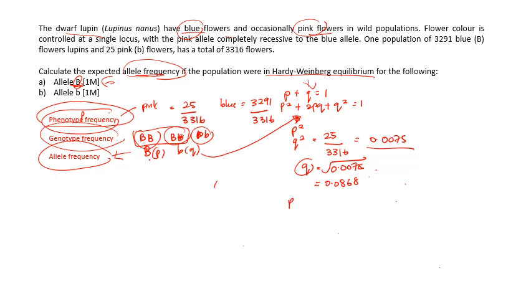So P plus Q equals 1. We want P, so 1 minus Q, so 1 minus 0.0868. So the answer for A is actually 0.9132. And straight away from there, the answer for B is 0.0868. So that's how to answer this question.